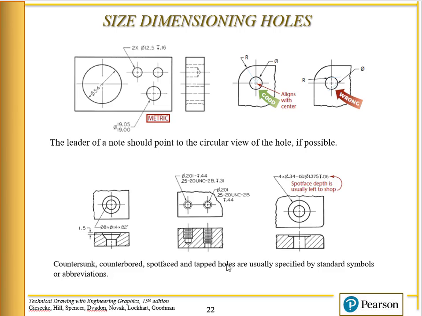Countersunk, counterbore, spot face, and tap holes are usually specified by standard symbols or abbreviations. In this case, we have the V as the countersink, and we're going to talk about these a little bit later. I'm going to talk about this in depth in another lesson.